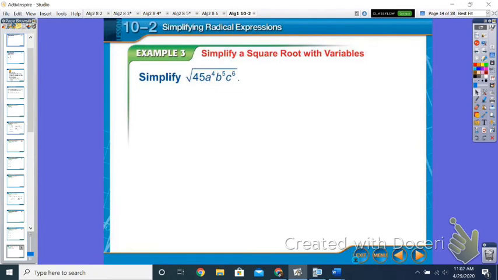All right. A couple more problems to look at here. So you're going to have some that look like this now. They have variables in them. We're still going to start the same way, right? We're still going to start with 45. Whoops, my screen just got really big all of a sudden.